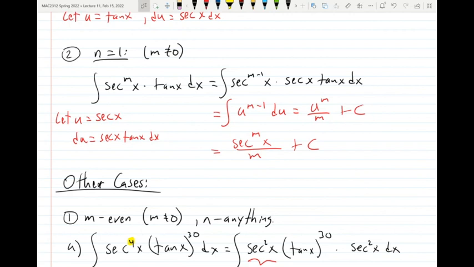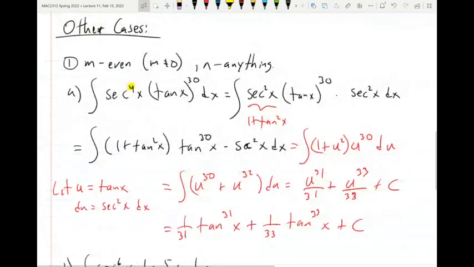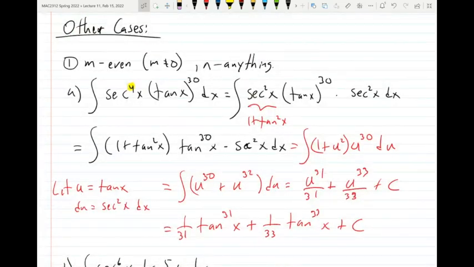Now, how about other combinations of powers? So let's see what we have so far. We analyzed what happens when the power of secant is even, other than 0, and the power of tangent can be whatever you want. And what was the strategy in this case? We separate the secant squared, that way we can make our du, and then the remaining secant power is still even, so you turn it into tangents, and then you make the u-sub u equals tangent. That was the strategy in that situation.